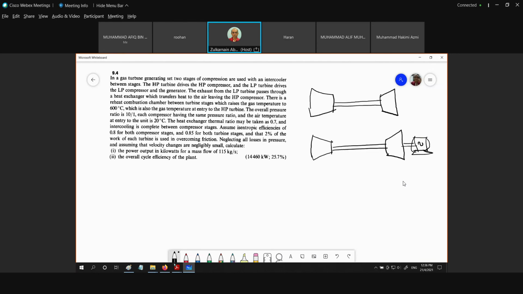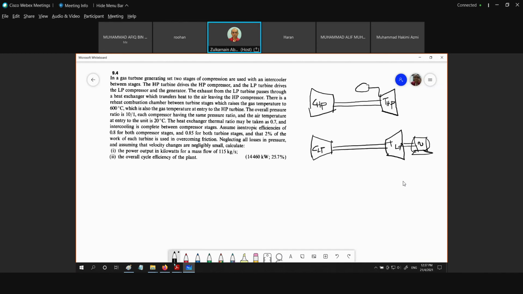So this is our low pressure compressor. This is our high pressure compressor. This is our high pressure turbine. And this is our low pressure turbine. What is compulsory? The compulsory component is our combustion chamber. Before entering the turbine, we must have a combustion chamber. That's the only place we are going to input the energy into the plant.